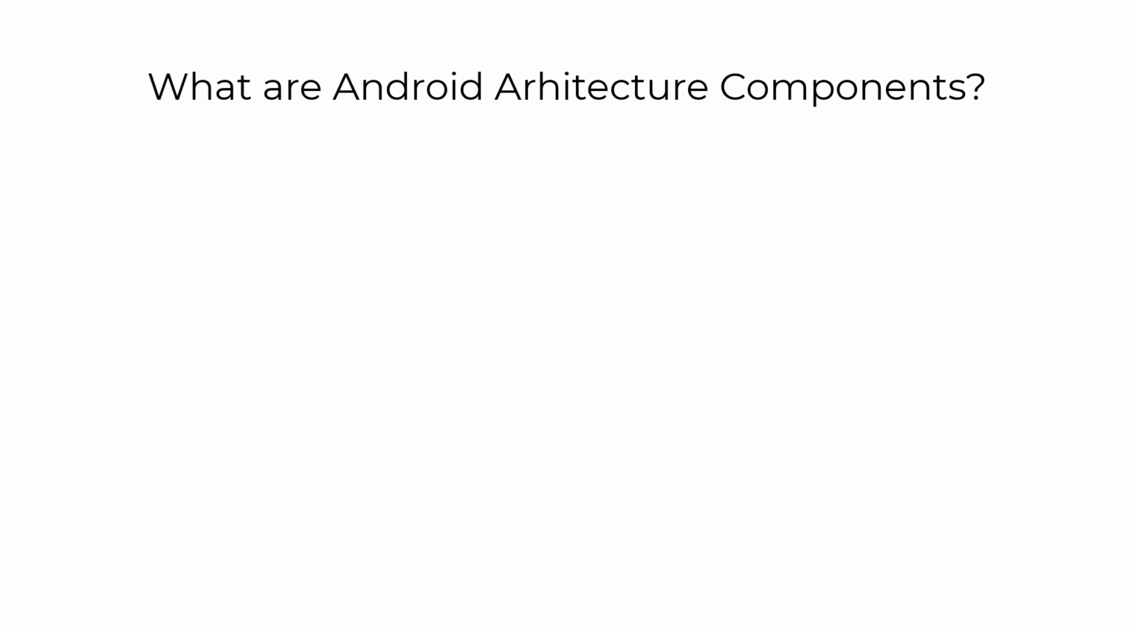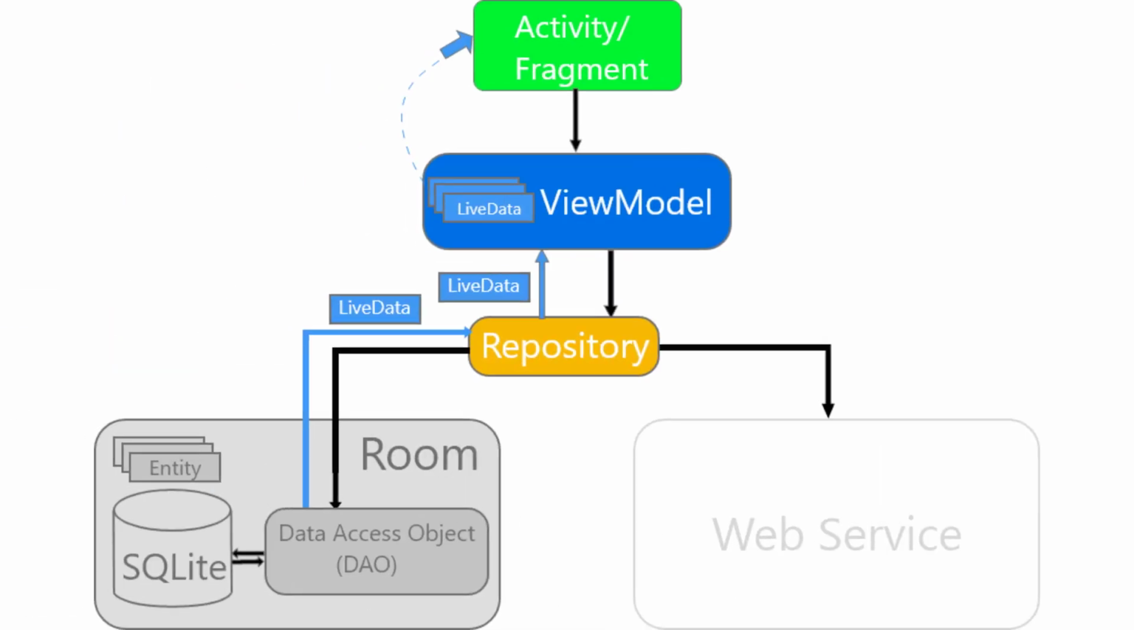And architecture components are there to help us build more isolated components where each part of the program has a well-defined responsibility and ideally can be modified or removed without touching any other component. The architecture component that we are going to use is a library called Room. And this is the structure of Room.